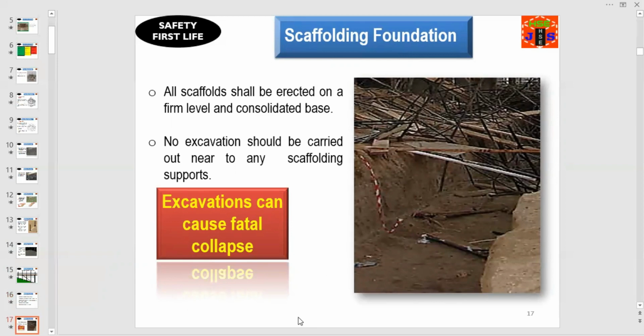All scaffolds shall be erected on a firm, level and consolidated base. No excavation should be carried out near to any scaffolding support. The reason is excavation can cause fatal collapse. You can easily identify here the scaffolding structure collapse due to excavation closer to the scaffolding structure.